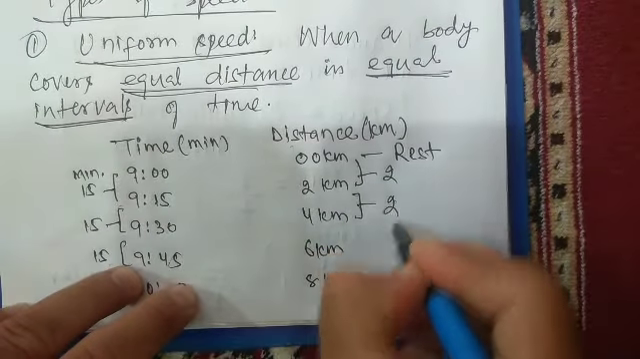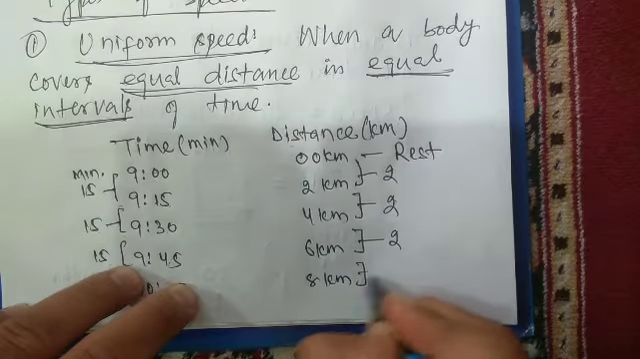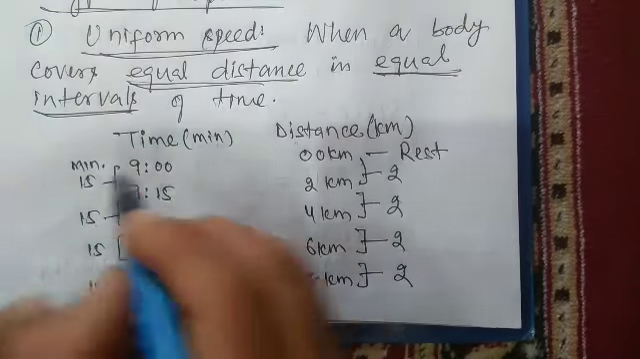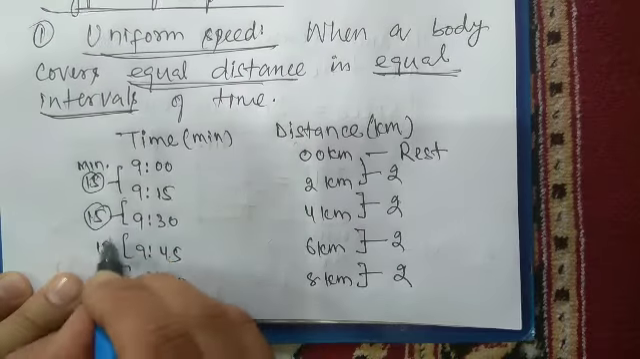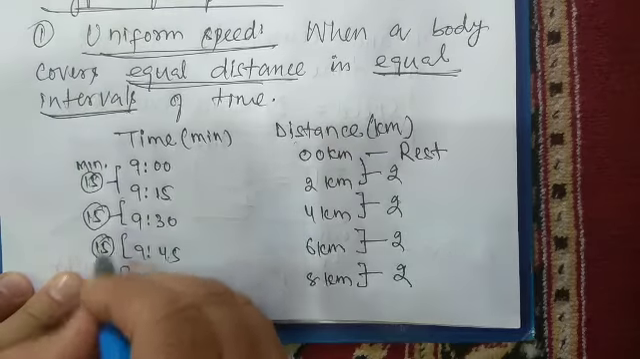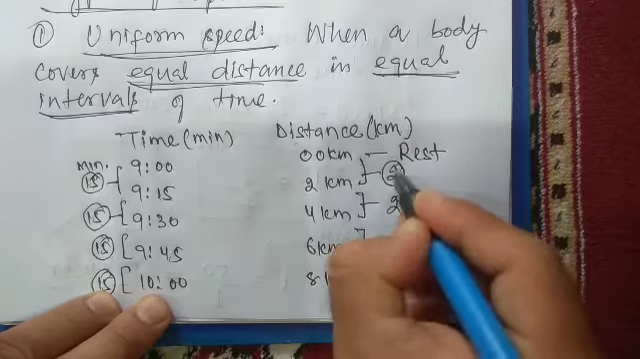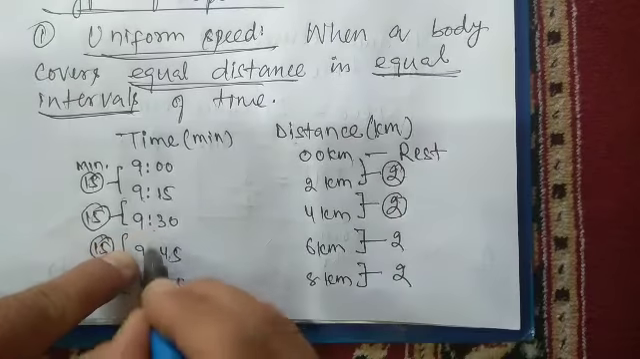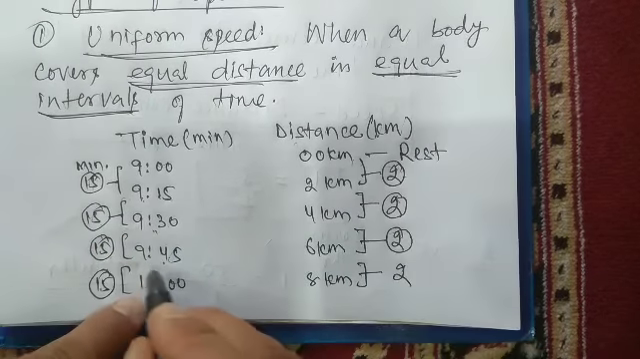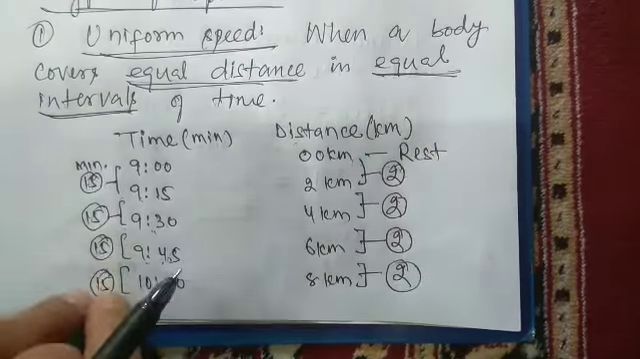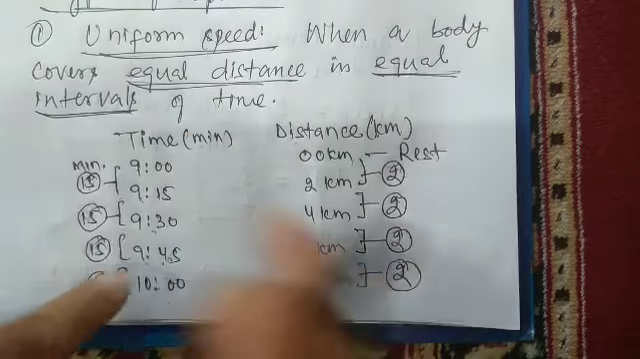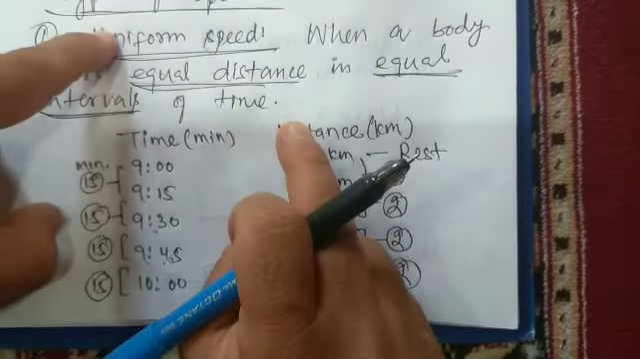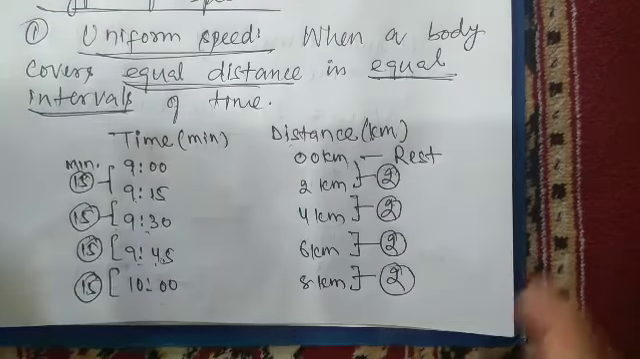मतलब यहाँ से यहाँ तक 2 किलोमीटर का डिफरेंस है, हर बार 2 किलोमीटर का डिफरेंस है। ये बोल सकते हैं हम इक्वल टाइम इंटरवल में इट हैज कवर्ड इक्वल डिस्टेंस। 9 से 9:15 तक 2 किलोमीटर, 9:15 से 9:30 और 2 किलोमीटर, 9:30 से 9:45 और 2 किलोमीटर, 9:45 से 10 तक और 2 किलोमीटर। मतलब इक्वल टाइम था और इक्वल डिस्टेंस इसने कवर किया। इसको हम बोलेंगे यूनिफॉर्म स्पीड। व्हेन अ बॉडी कवर्स इक्वल डिस्टेंस इन इक्वल इंटरवल्स ऑफ टाइम, इट्स कॉल्ड एज यूनिफॉर्म स्पीड.